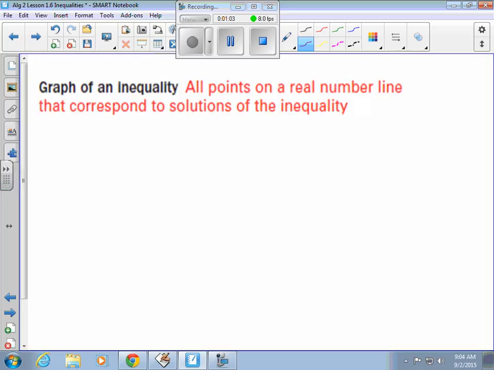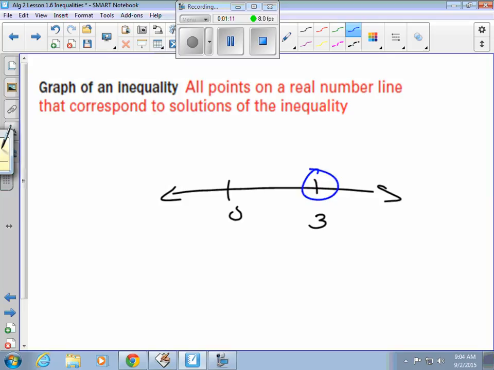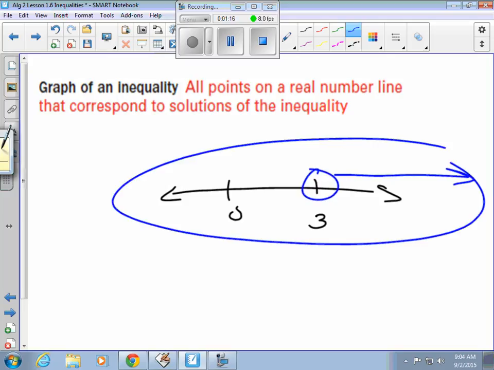A graph of an inequality is what I just showed you a couple times just now. X is greater than 3. It's just a visual representation of everything that is. This is the graph of it, the actual picture of what's going on.